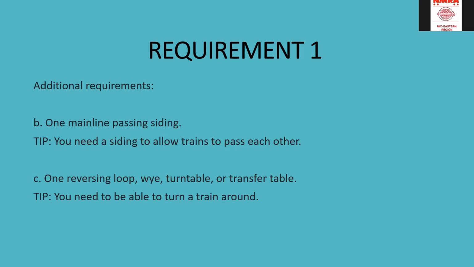Additional requirements are: 1, you need to have a mainline passing siding, and this siding is there to allow you to have trains pass each other, and there needs to be a reversing loop, Y, turntable or a transfer table that allows you to turn a train around. Now, the requirement isn't to turn the entire train, but the objective is to turn the locomotive around or to put the locomotive on the opposite end. Thus, the ability to do a runaround could meet this requirement.